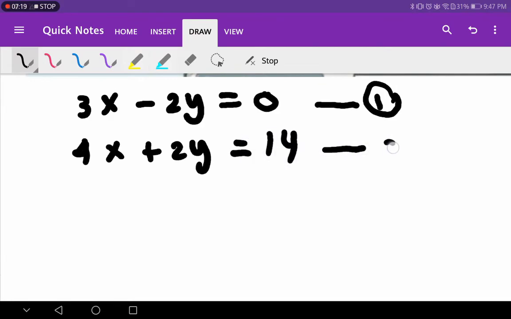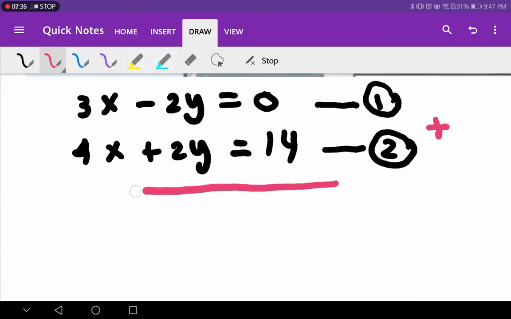And name it equation number 2. As usual, if I add equation number 1 and equation number 2, something will be eliminated. How do you know, teacher? Every time I add equation number 1 and equation number 2, one variable will be eliminated. Actually, it has a condition.